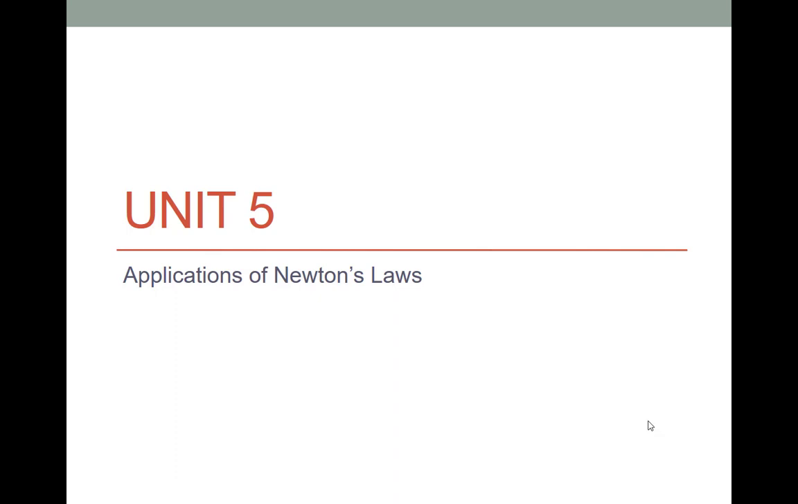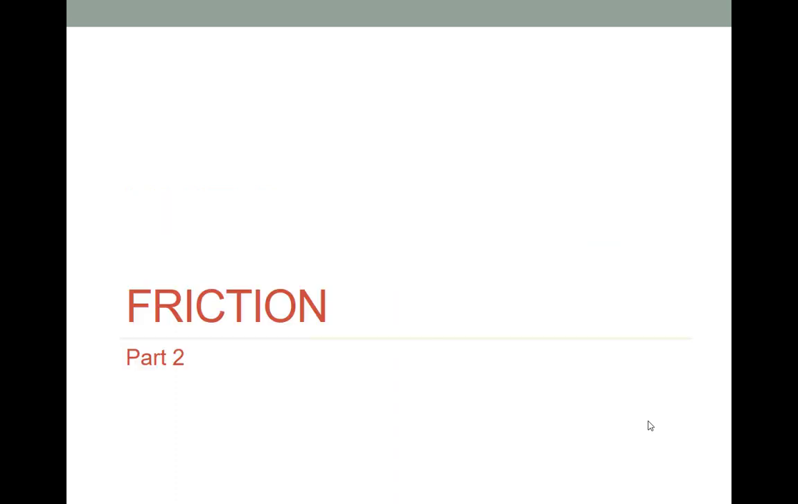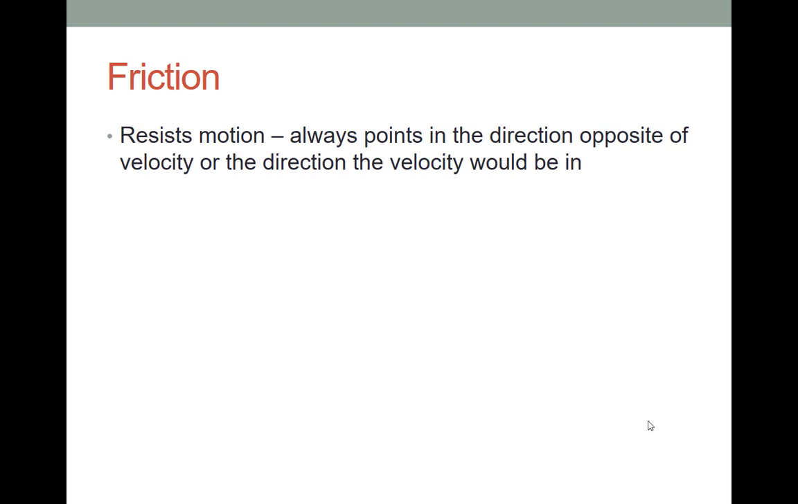In this part, we're going to introduce a model for friction. As we've learned previously, friction resists motion. It always points in the direction opposite of the velocity, or the direction the velocity would be in if the object were on a frictionless surface.